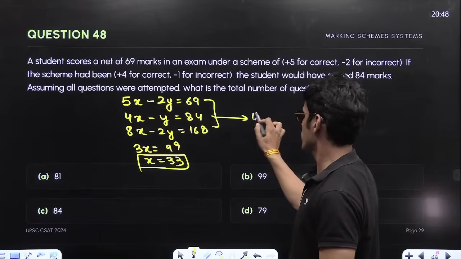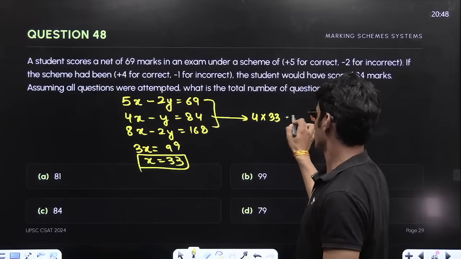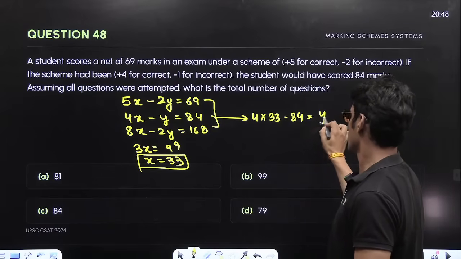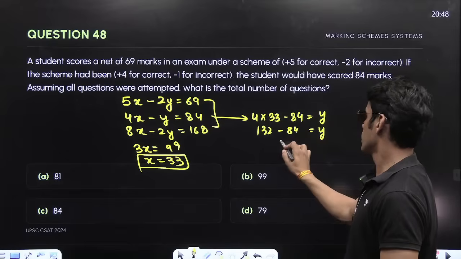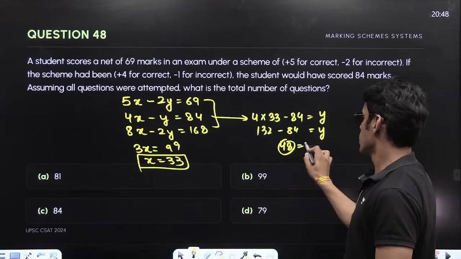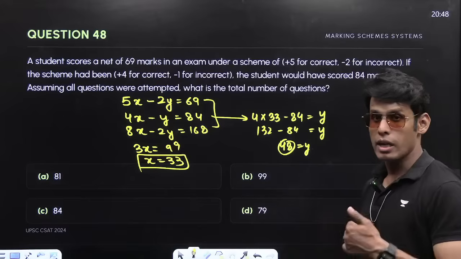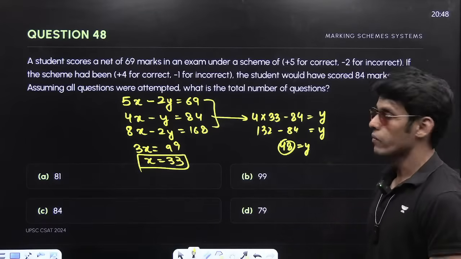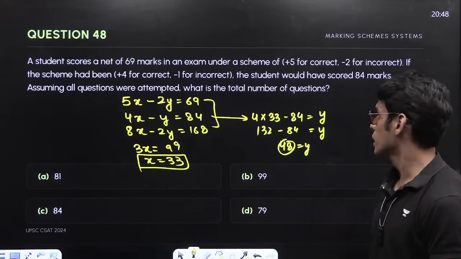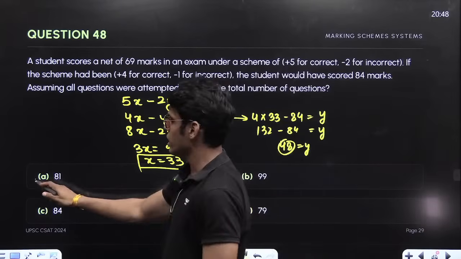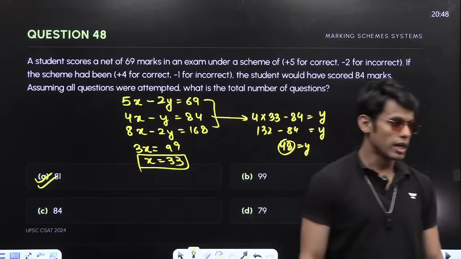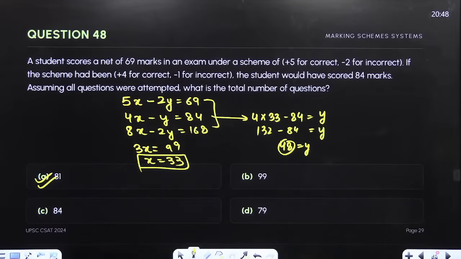Now just put this here. So the y becomes 132 minus 84. This becomes 48. So 48 problems he attempted incorrectly. 33 he attempted correctly. So what is the total number of problems? These two. 81 is the total number of problems.